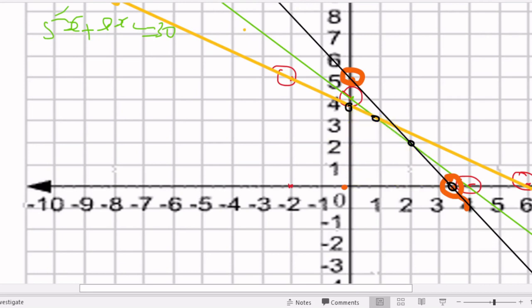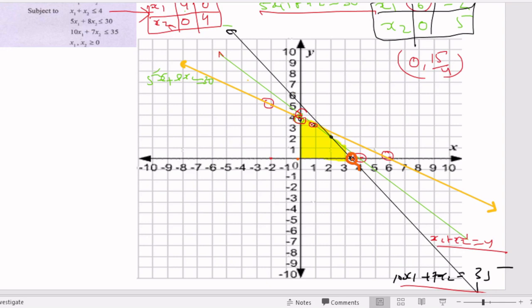I hope you understood. To get the coordinates of this point, you need to solve the two lines which are intersecting, this yellow line and the green line. Which one is the yellow line?